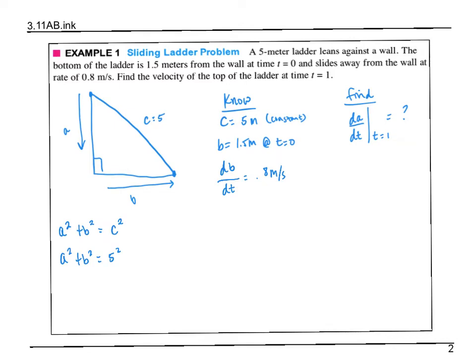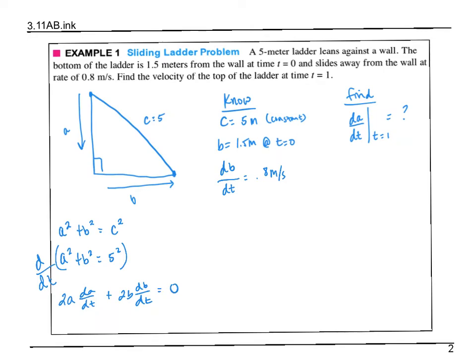So then when we derive this with respect to time, we're deriving with respect to t, every single term. So every term is an implicit derivative, like in the last section. So it would become 2a dA/dt plus 2b dB/dt equals 0.